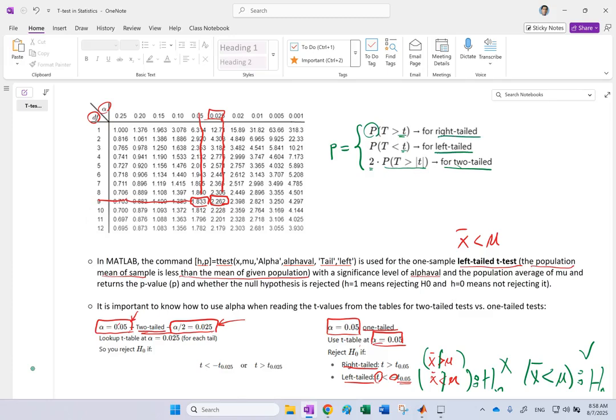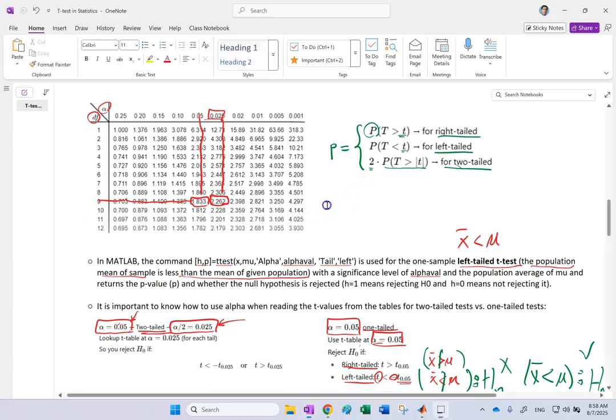You might say, well, what does that mean? You made it even harder to understand. So let me show you what I mean by that. But before I do that, let me first show you how to get the p-value in MATLAB and how to perform a t-test in MATLAB.